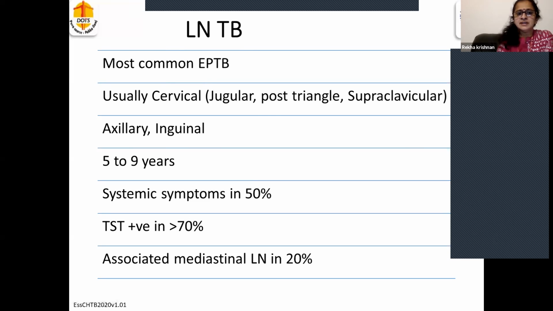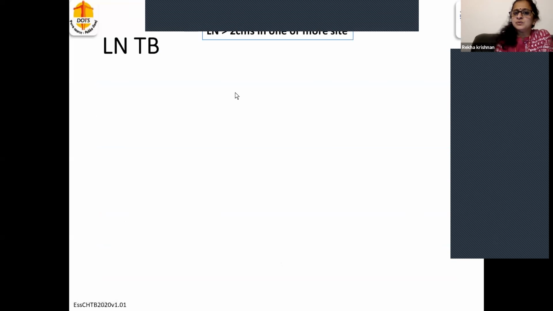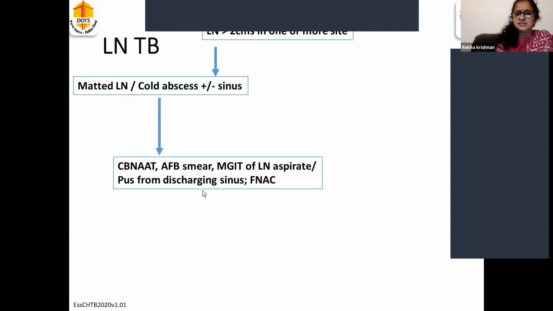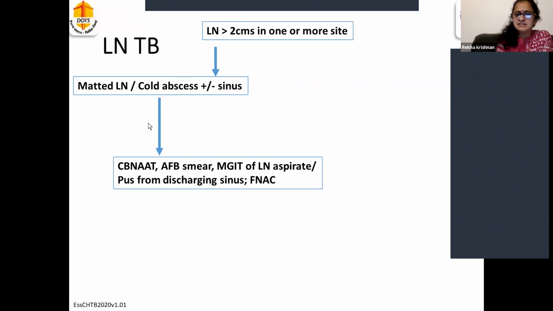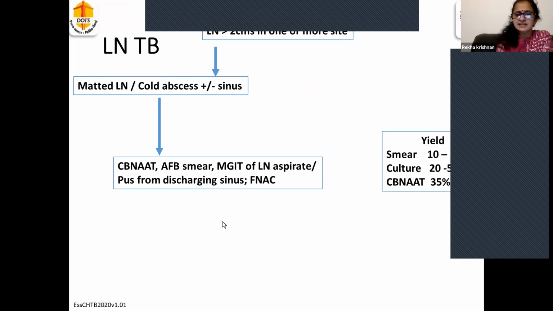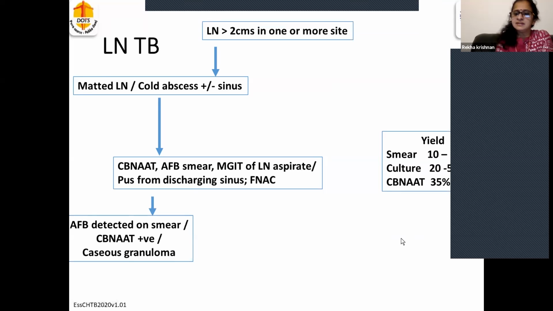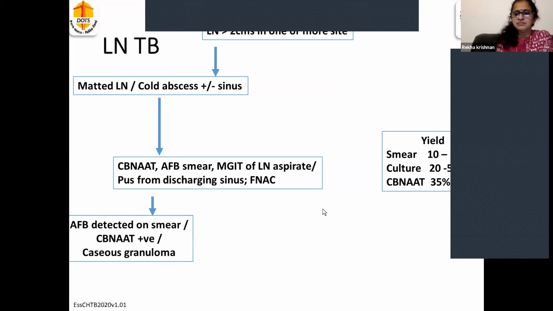And this is the flow chart. When there is a lymph node more than 2 centimeters in one or more sites, see if it is matted or not, and if it is, see if there is a cold abscess or sinus, and send for CBNAAT or AFB smear, whichever is available, from the pus or from the lymph node aspirate, and an FNAC can be done, and see the yield. For smear, it is 10 to 15%. For CBNAAT, it is 35%, and culture 20 to 50%. No need for sending MGIT culture for all patients, but if we are not getting a CBNAAT positivity, you can send.